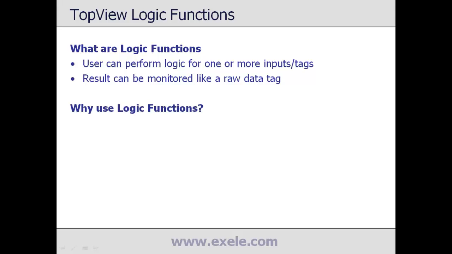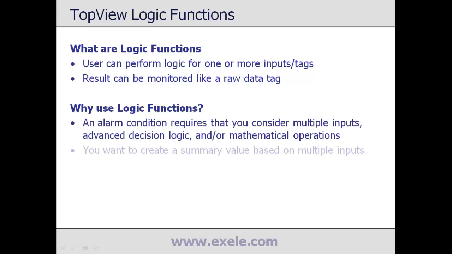So why would you use logic functions? TopView alarms are often based on conditions relating to the current value of a tag or point. In some cases, more advanced logic is required to define the alarm condition. This may include the comparison of multiple tag values, performing if then else logic, and arithmetic. You may also want to create summary values, for example, the total flow based on multiple flow meters.